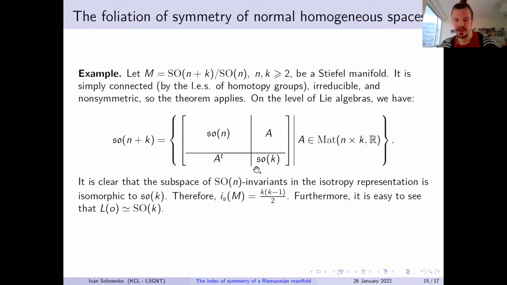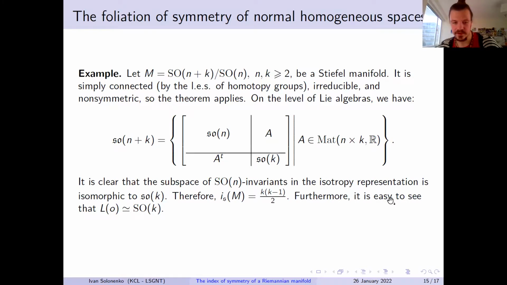In particular, its dimension is k times (k minus 1) divided by 2. Which means that the index of symmetry of the Stiefel manifold with this metric is k(k-1)/2. Moreover, we mentioned that each leaf can be thought of as a Lie group. In this case, it's obvious that this leaf of symmetry will be just isometric to the Lie group SO(k) with the bi-invariant metric. Okay, because you have SO(k) sitting here in the last block.